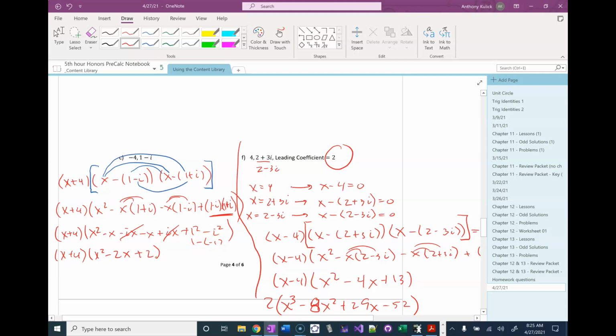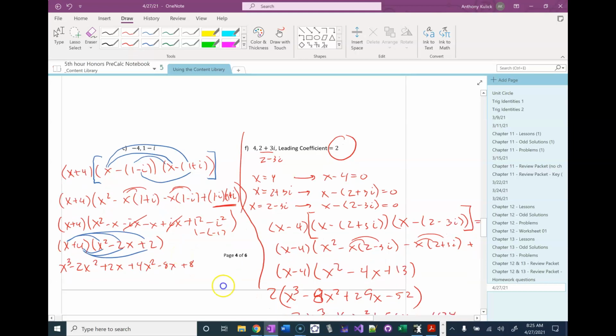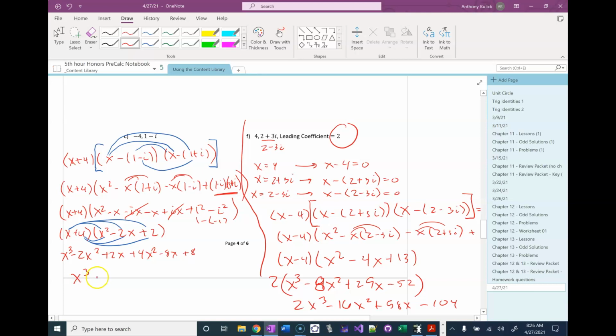So there's the worst part done. Then I just need to distribute this stuff through. So we'll just do like a triple FOIL. And when I combine my like terms here, I have an x cubed, 2x squared, negative 6x, and an 8. Does that feel better, Abby?